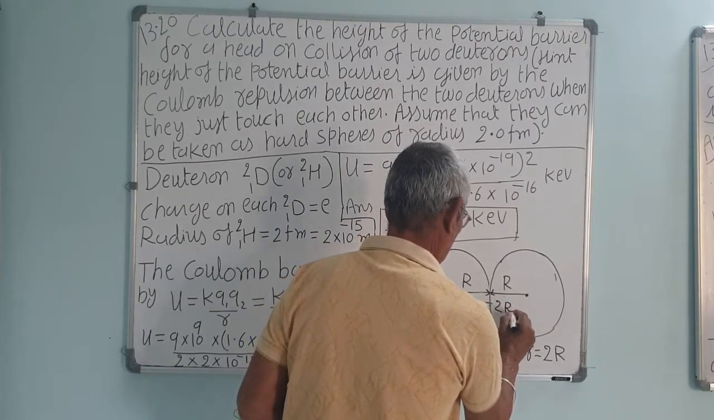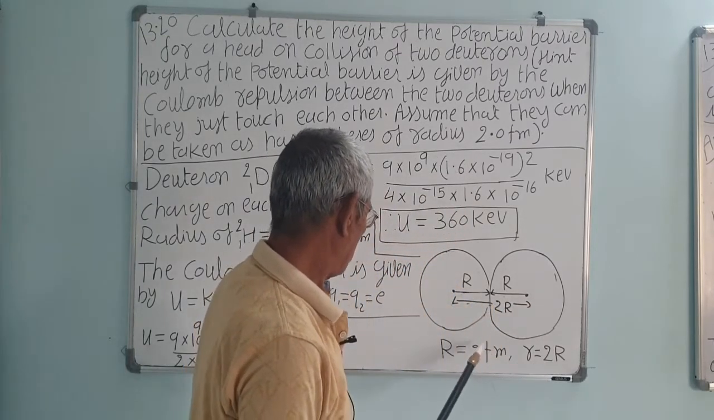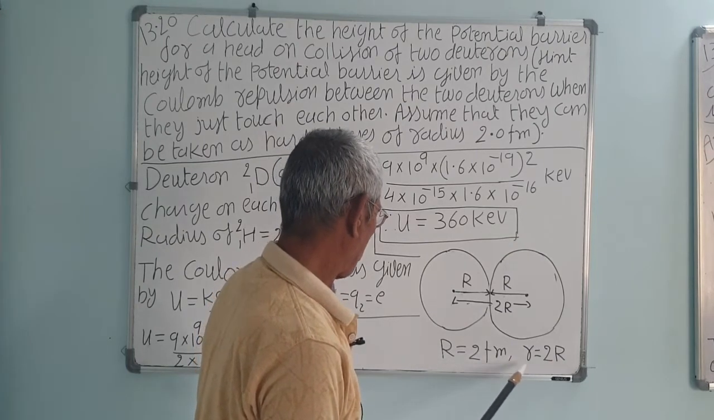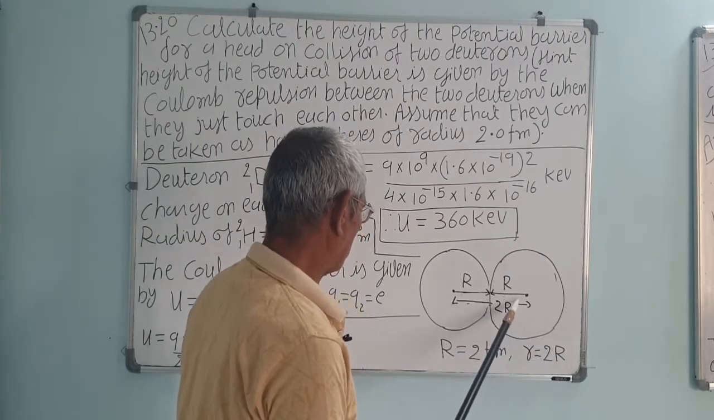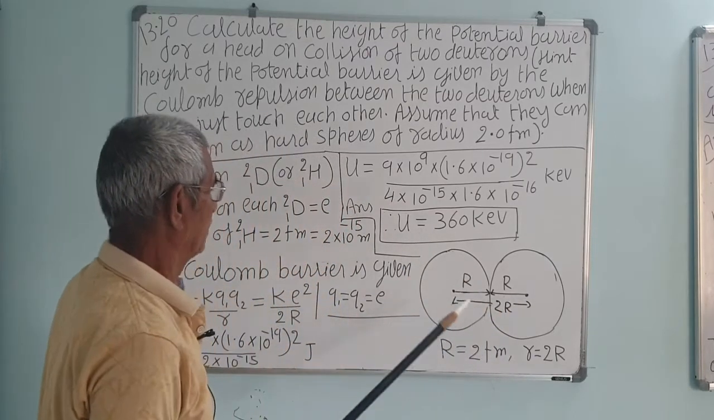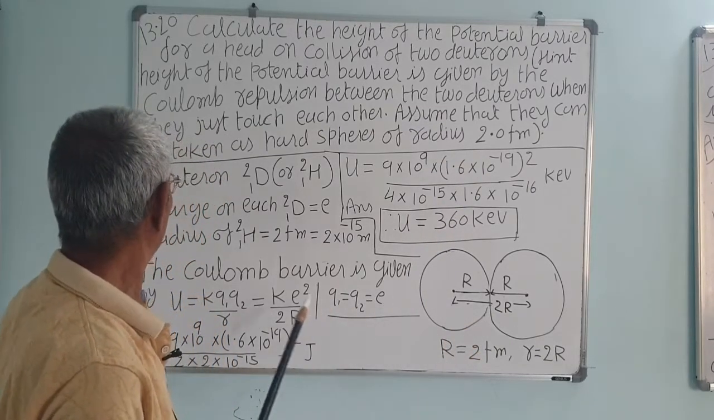2R, correct. So R is equal to 2 Fermi-meter. Correct? The distance between them is double the radius, and the radius is 2 Fermi, so it will be 4 Fermi-meters.